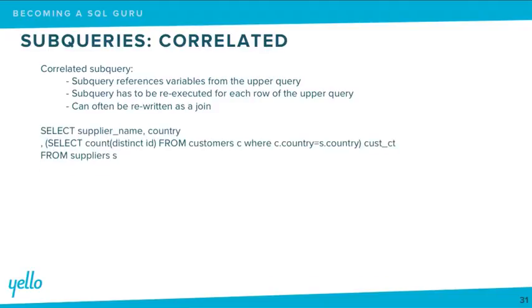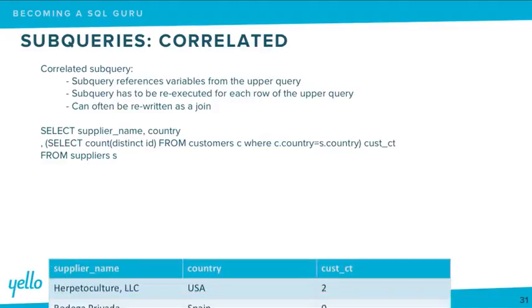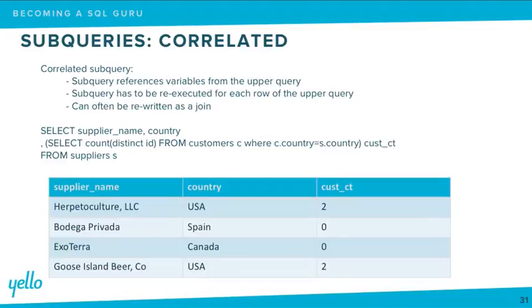Let's say now, rather than just seeing my suppliers that have customers within their countries, I want to also get a count of customers that exist within the same country as my supplier. So in this case, we put this as an actual element within our select clause. And we have the subselect where we're doing a distinct count from my customers table where the customer country matches our supplier country. And our output looks something like this.